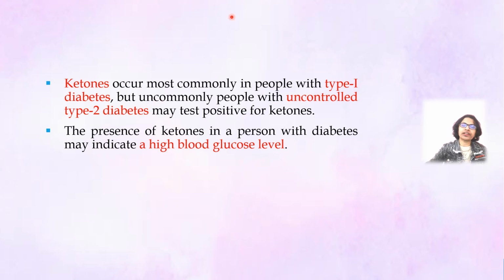Ketones occur most commonly in people with type 1 diabetes, but uncommonly in people with uncontrolled type 2 diabetes. What do you mean uncontrolled? If the patient is not following proper dietary management or not taking proper medication, the diabetes may be uncontrolled. So uncontrolled means he cannot manage his blood sugar level within the normal ranges. That is known as uncontrolled type 2 diabetes, and it may test positive for ketones. The presence of ketones in a person with diabetes may indicate a high blood glucose level.